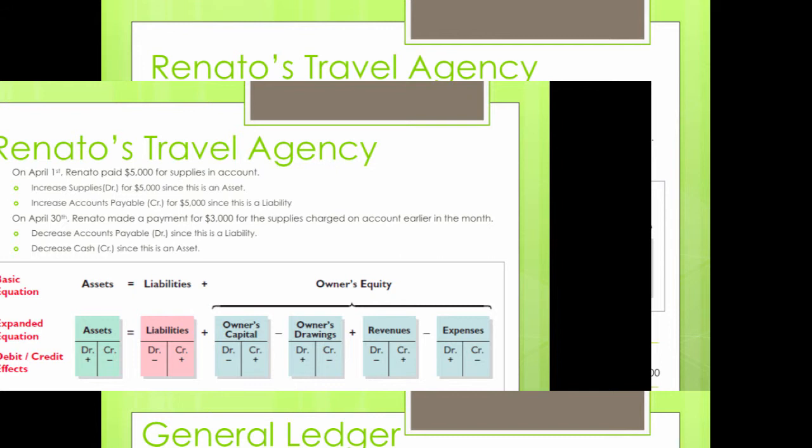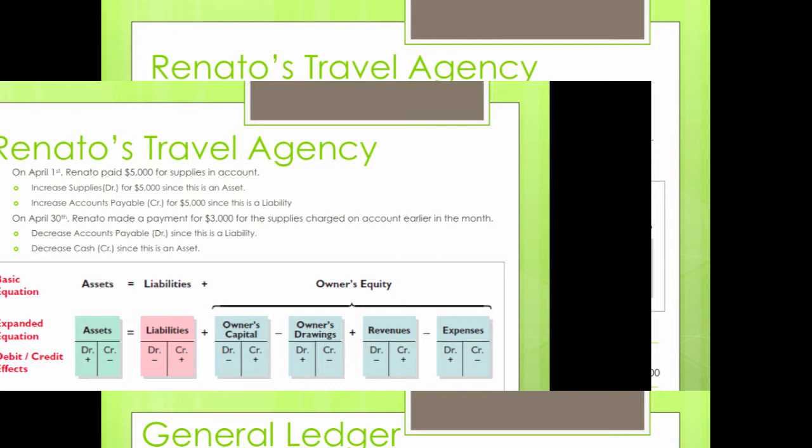Now we have transactions on both the debit and the credit side. You're going to have your supplies account, and you see that the credits exceed the amount of the debits. When the credits are greater than the debits, we have a credit balance, which is the reason why we have a balance on April 30th of $2,000. The way we end up with $2,000 is, remember, we charged $5,000 in supplies, then we made a payment of $3,000, so our new balance is $2,000 in supplies on your credit card.